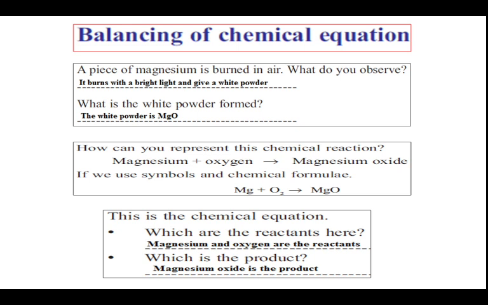How can you represent this chemical reaction? Magnesium plus oxygen giving magnesium oxide. And if we use symbols and chemical formulas, it can be written as Mg plus O2 giving MgO. And this is a chemical equation. Which are the reactants here? Magnesium and oxygen. And the product is magnesium oxide.